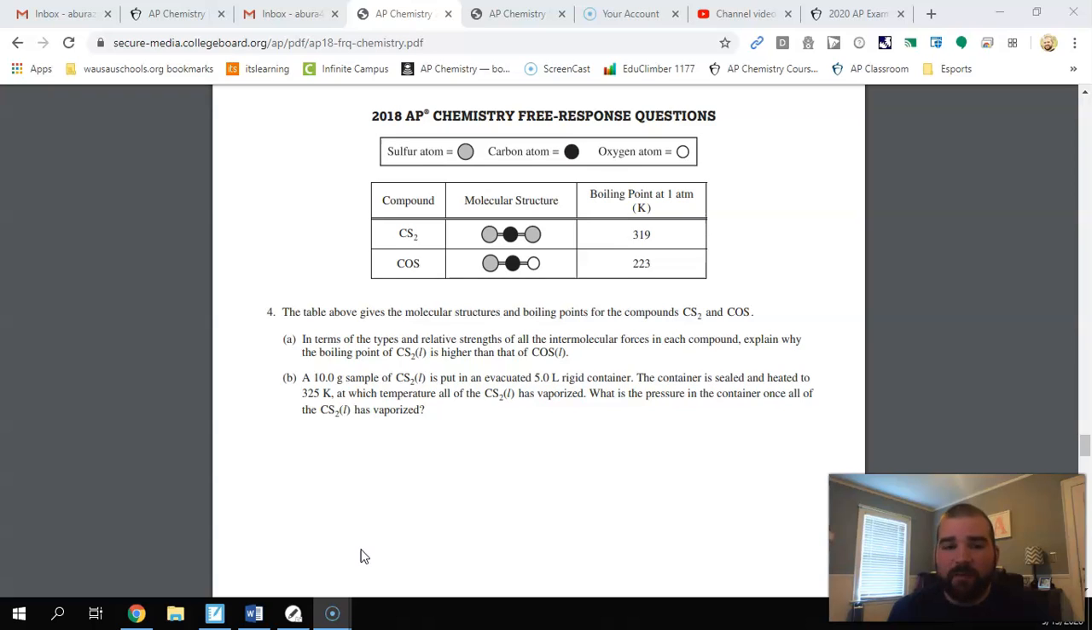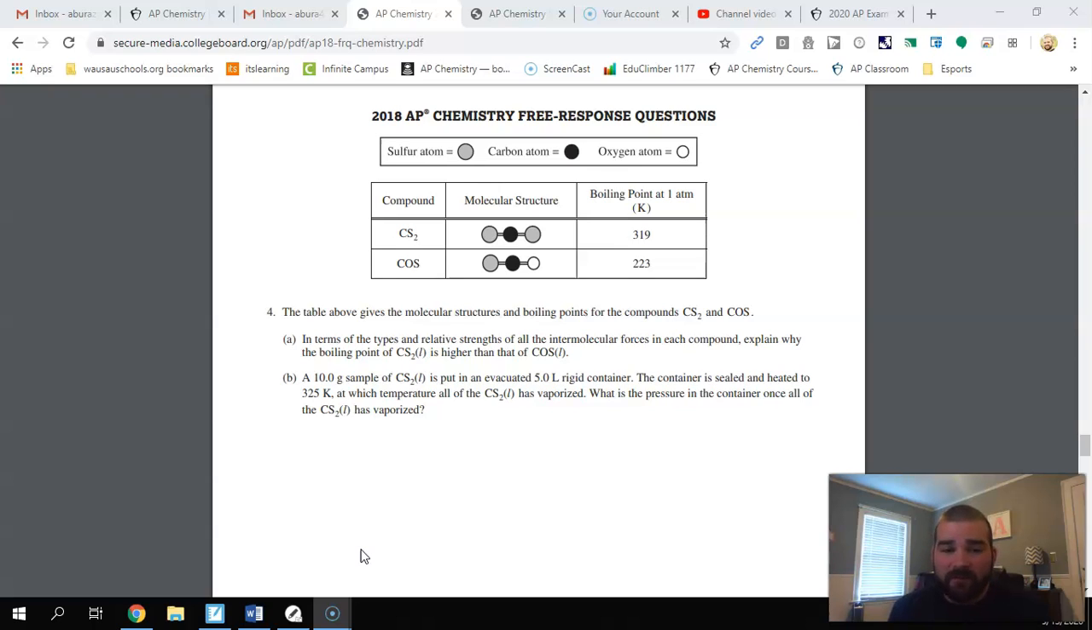Now, the hard part with that is that if you look at the structure of those, CS2 is a linear, nonpolar molecule, meaning the only type of intermolecular forces that that molecule has are London dispersion. COS is linear but polar. So that molecule has London dispersion and dipole-dipole forces. And I've told you that dipole-dipole is generally stronger than London dispersion, and that's absolutely true.